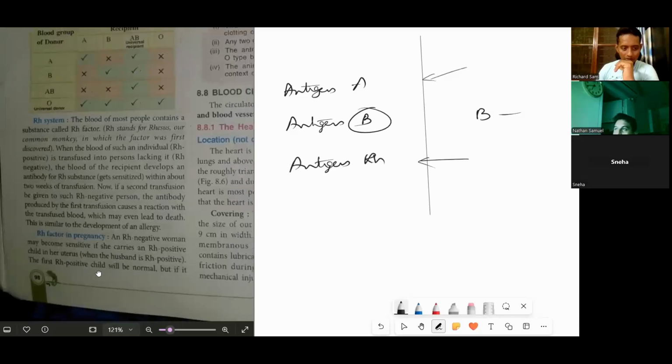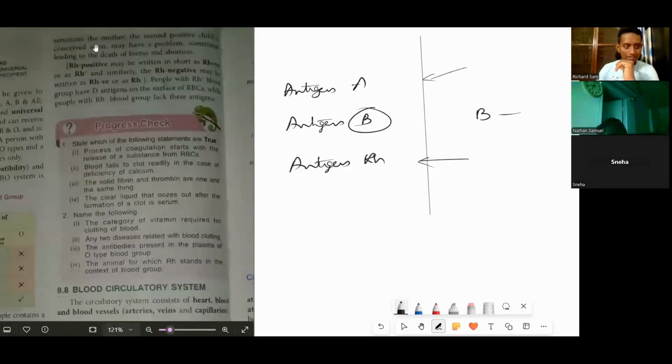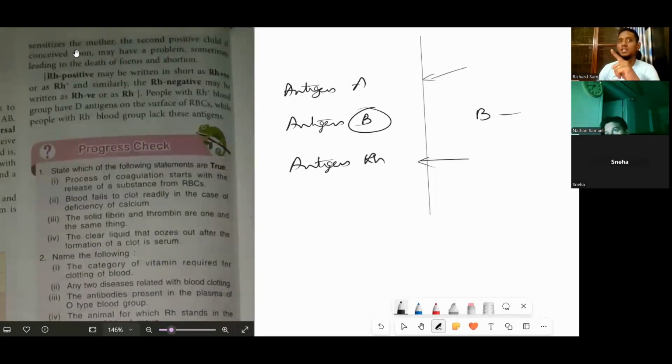The first Rh positive child will be normal, but it may sensitize the mother if the baby's blood gets mixed with the mother's. Does it always get mixed, the baby's blood and the mother's blood? No, it doesn't, because of the placenta. The placenta creates a division between the mother's blood and the child's blood. Only the nutrients get transferred, the blood does not. So there is no harm normally.